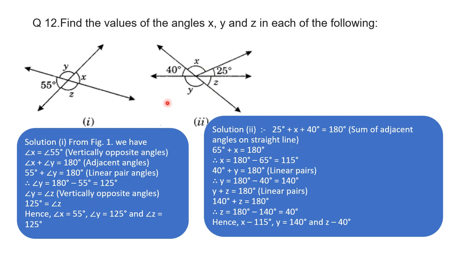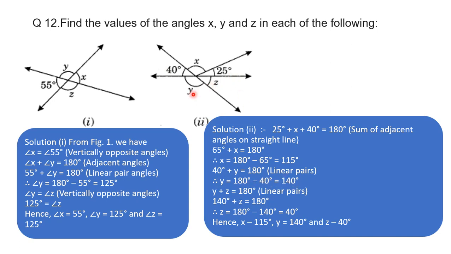Now see in the figure, 40 degree and y, these are the linear pairs. So 40 plus y is equal to 180 degree. So we can write y is equal to 180 minus 40, and it becomes 140 degree. So the value of y is 140 degree.